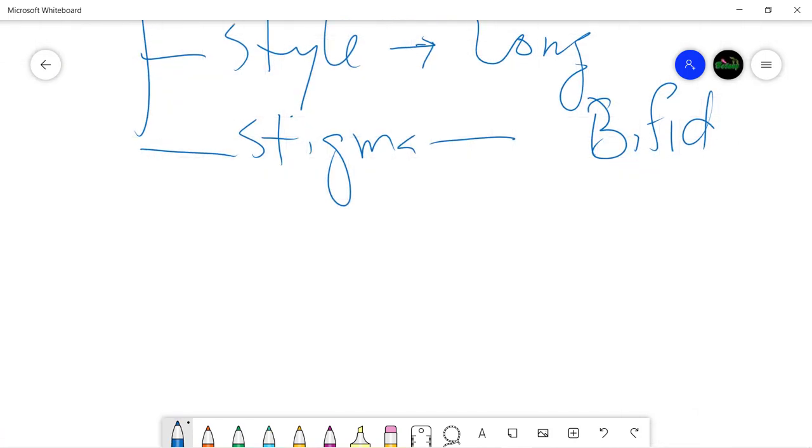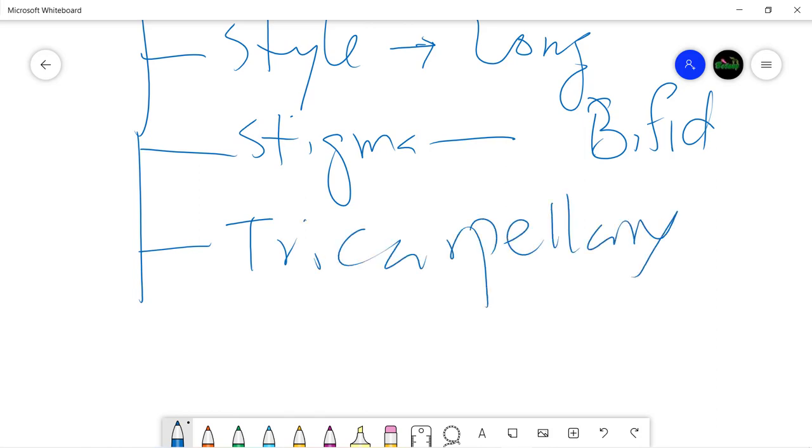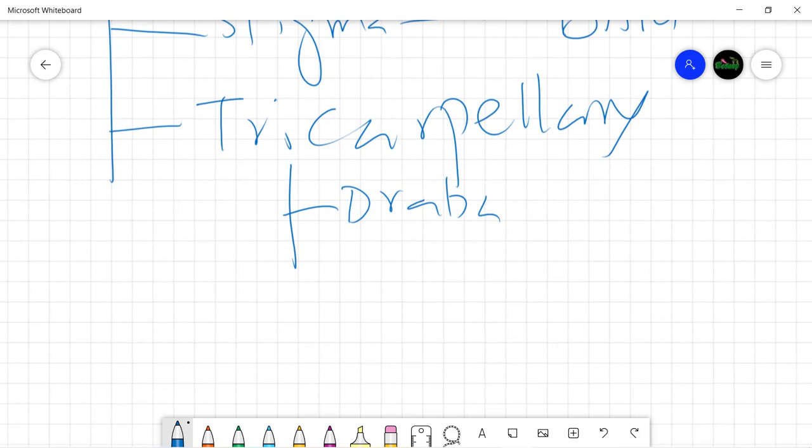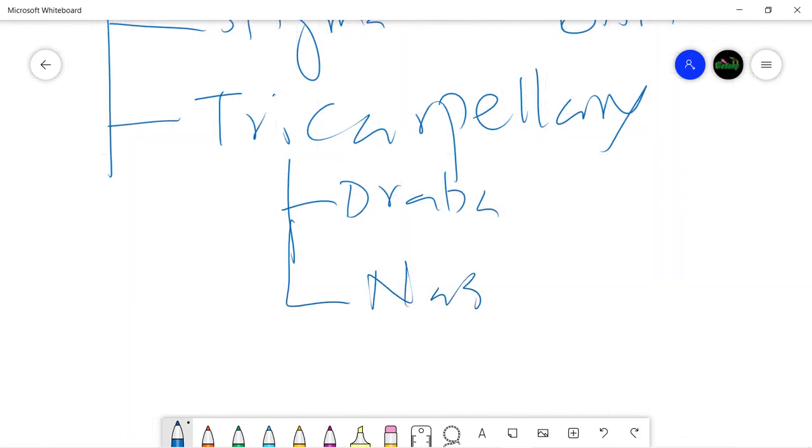Carpel, as we have just seen, is mostly bicarpellary. However, you will find tricarpellary genera as well, like Draba and Nasturtium. So Draba and Nasturtium, these are the two genera in which the carpel is tricarpellary. Otherwise, the carpel is bicarpellary and syncarpous. It is syncarpous in all the cases, but mostly it is bicarpellary. So this was the discussion of Androecium and Gynoecium.